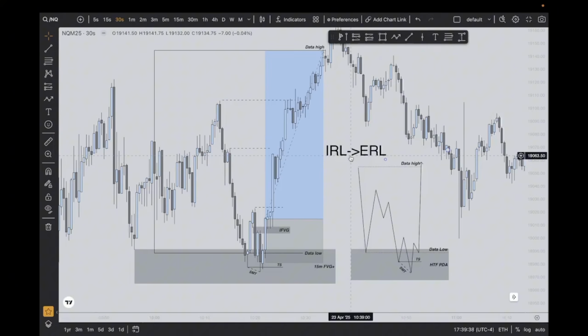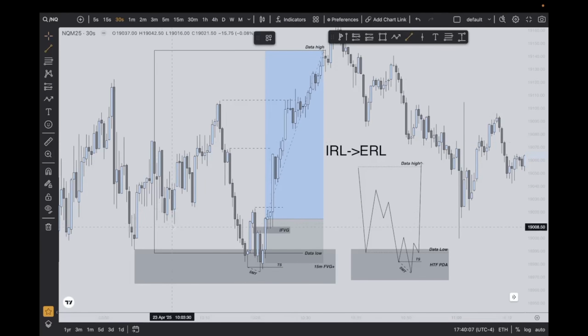Literally, the easiest way to get profitable is by using this model, focusing on continuations, focusing on A plus DOL. It all comes down to the draw on liquidity, and you do that by using IRL, ERL, and then the type of liquidity you target. Engineered highs, and it's a data high as well. It could not be better than that. Maybe if we had equal highs on every swing, but that's super unlikely.